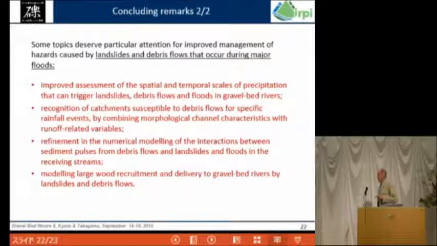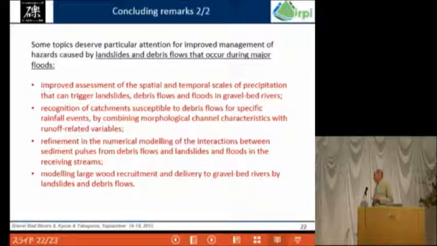With particular focus on landslides and debris flows that occur during major floods, I would like to stress some topics that could deserve particular attention. The analysis of spatial and temporal scales of precipitation that can trigger landslides, debris flows, and floods, and especially the possible combination of all these processes. The recognition of catchments susceptible to debris flow, not only in a static way, which can be done quite easily also now, but for specific rainfall events.